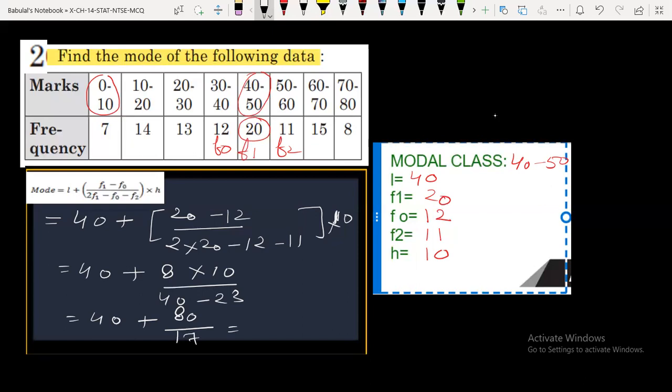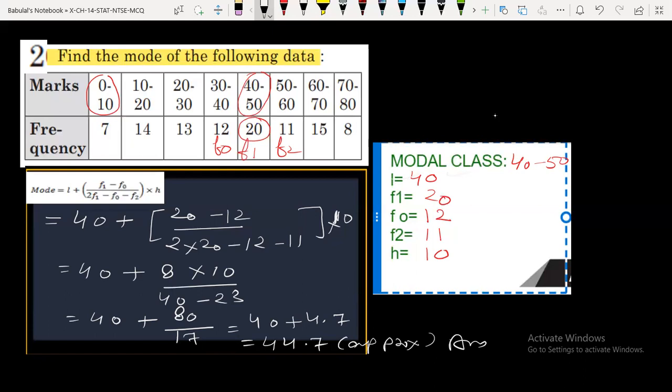So 40 plus 80 upon 17, that is 40 plus 4.7 approx. So the answer is 44.7. You write here approx. This is the answer of this question. Simply आपको 5 चीज find out करनी है. Highest frequency, then modal class, then lower limit of the modal class, then F0, F2, and H. I think you have understood this.